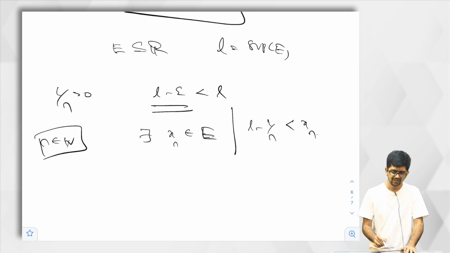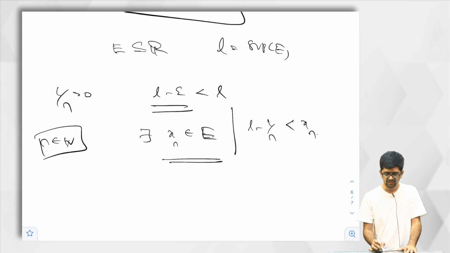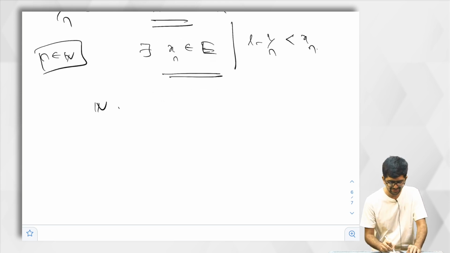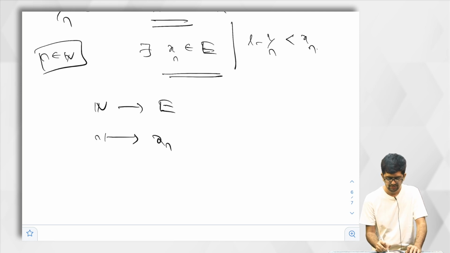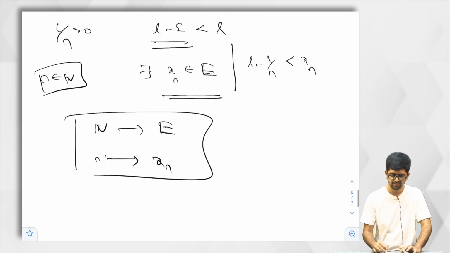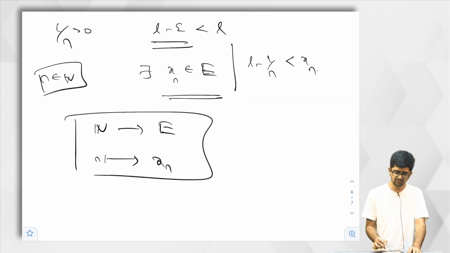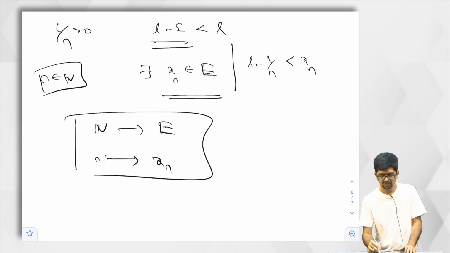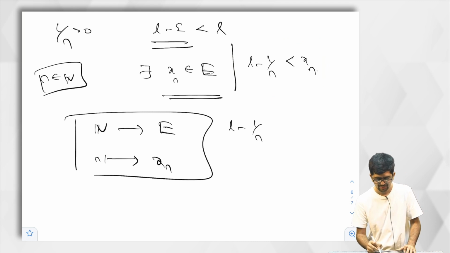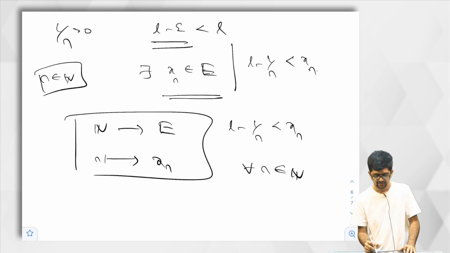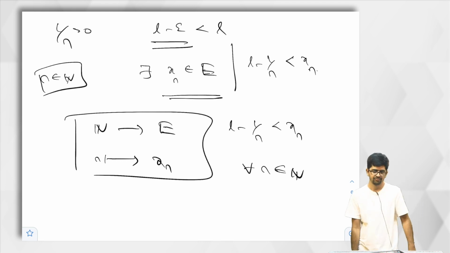So, what do we get here? We got a sequence in E, right? For every n we got an element in E, n goes to x_n. This is a sequence satisfying this condition. Now, we are looking for a sequence that converges somewhere. We got only this much: L minus 1 by n is less than x_n for every n belonging to N. This is what we have.